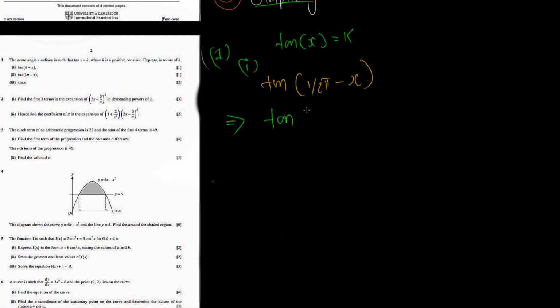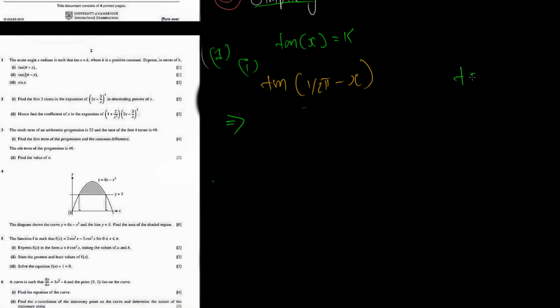Now I can rewrite this as tan 1/2 pi minus tan x, and I can replace my tan x with k. But here's the problem. The problem is tan of 1/2 pi is a math error. There is no solution for tan 1/2 pi. So we can't expand the brackets as we did in part number 1, because there is no answer for tan 1/2 pi. So we have to choose a different route. Using algebra, but a different route.